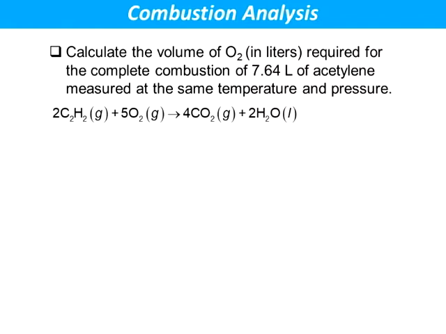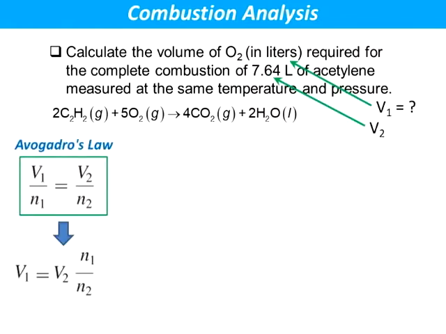Let's work some problems. Let's examine a combustion analysis. And here's the problem. Calculate the volume of oxygen in liters required for the complete combustion of 7.64 liters of acetylene measured at the same temperature and pressure. That means that temperature and pressure are constant. So if we mark up this problem, we note that we have a V1 and we have a V2.